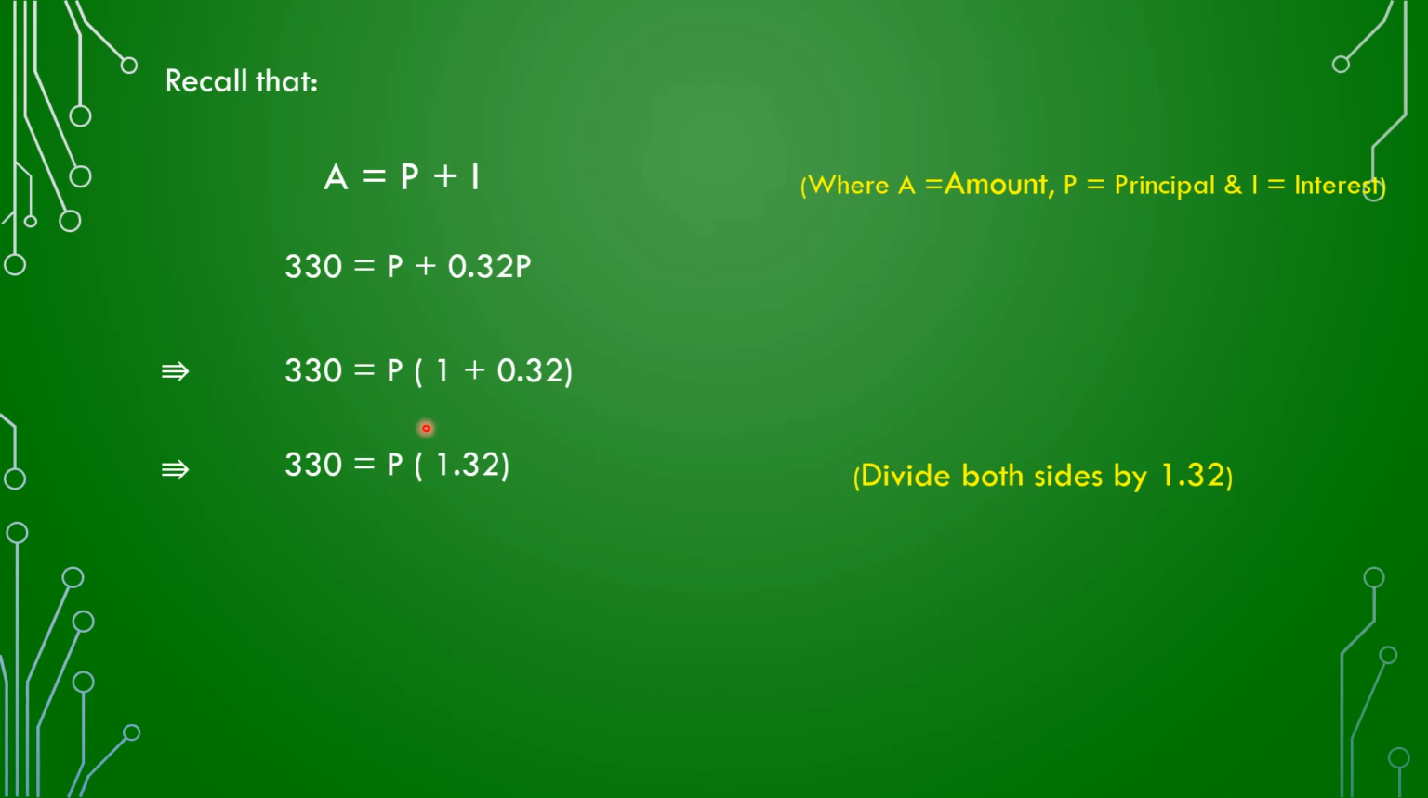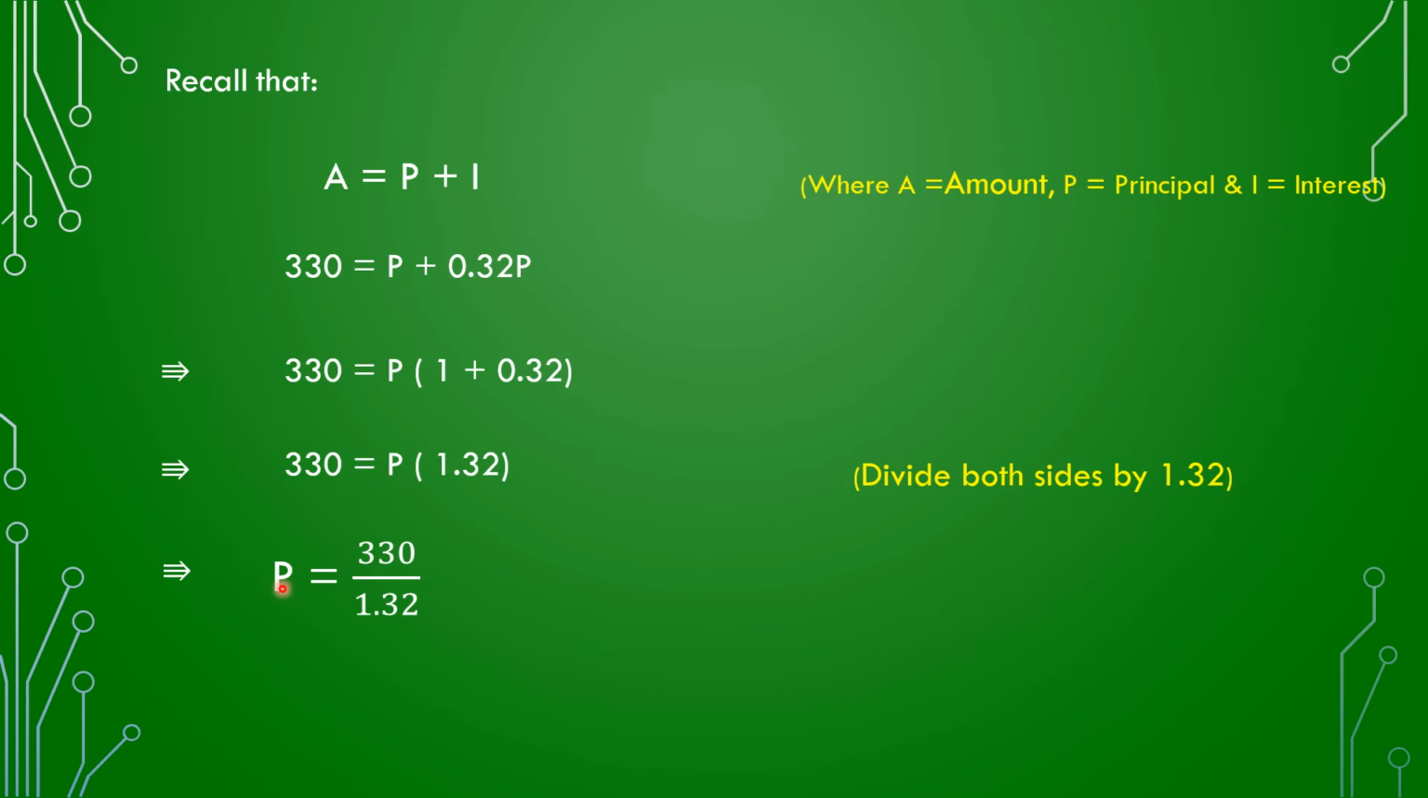Now we are looking for P. We want P to stand alone. What is affecting P there is 1.32. We want P to be alone. What do we do? We divide both sides by 1.32. Anything you do to the right-hand side, you do the same to the left-hand side.